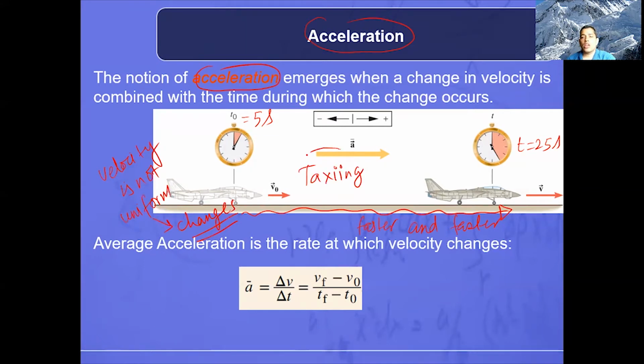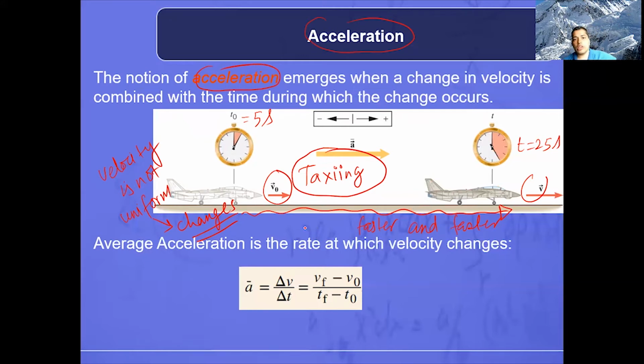Okay, so at the time of takeoff, the velocity changes, right? From here to here, because it moves faster and faster. Meaning there is change in velocity. That's what I'm trying to say. Change means positive change, meaning faster, not slower. Okay, it's not getting slower. So this is time of takeoff.